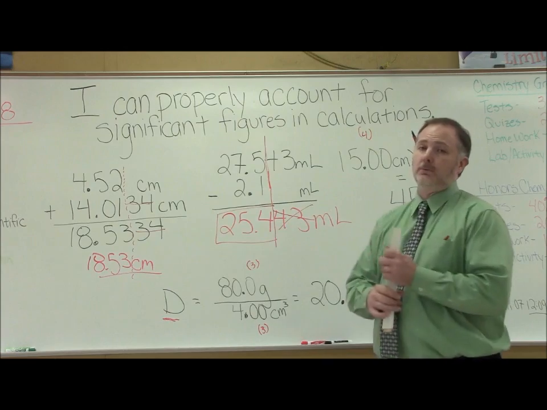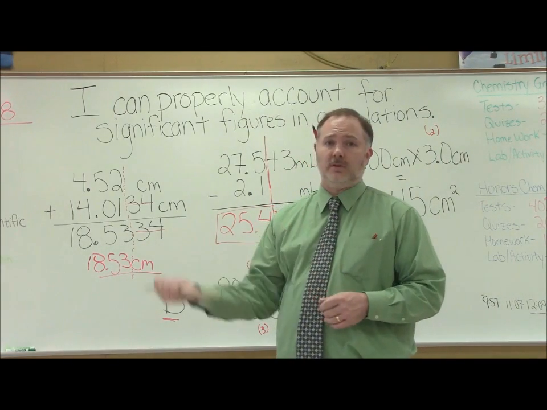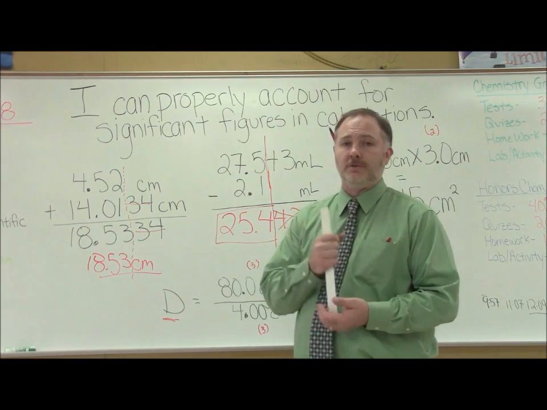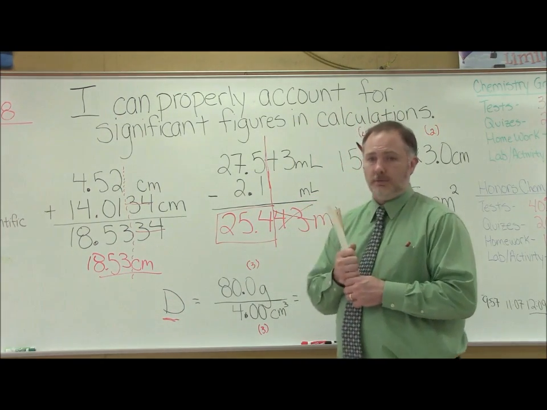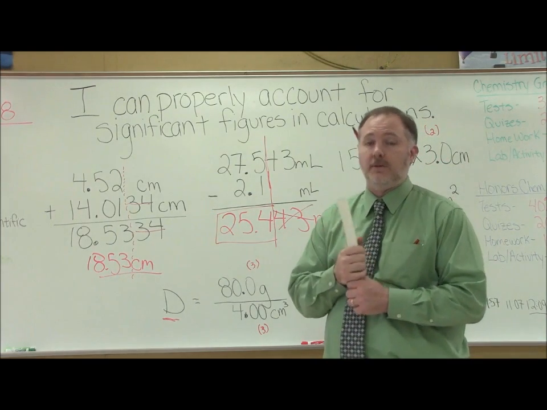Okay. Don't mix up these rules. Addition and subtraction, decimal places, if it sticks out, cut it off. If you're multiplying or dividing, whichever part of your problem has the fewest number of sig figs, that's how many sig figs you make your answer.